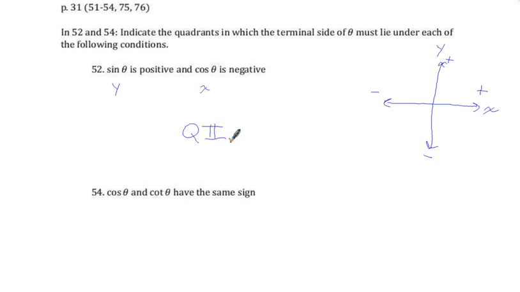And again, we use Roman numerals for quadrants. Down in 54, cosine again is x, and cotangent is going to be cosine, or x, over sine, which is y. And I want to know where they have the same sign.